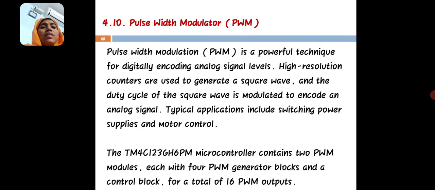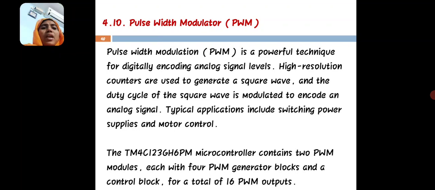Very high resolution counters are used to generate a square wave, and the duty cycle of the square wave is modulated to encode an analog signal. That modulated signal represents the analog signal. So we can simply call PWM a square wave generator.